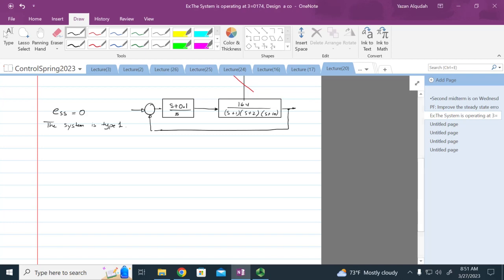Are we done? No. We're going to have to go back to the root locus and plot the root locus and see if I'm still operating at that point. So I'm going to come to the root locus here, and now we have a pole at the origin. We have a zero very close to it. We have a pole at -1, a pole at -2, and a pole at -10.